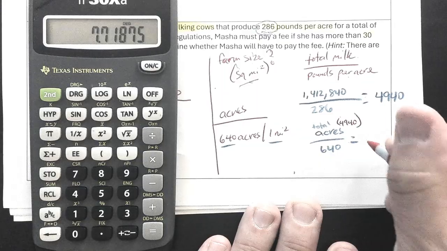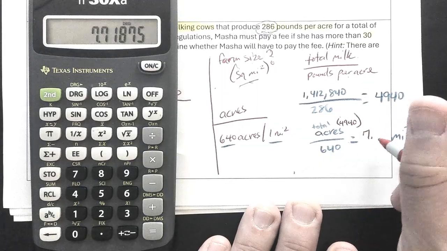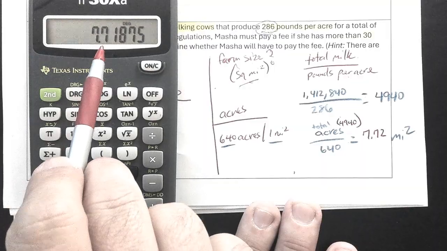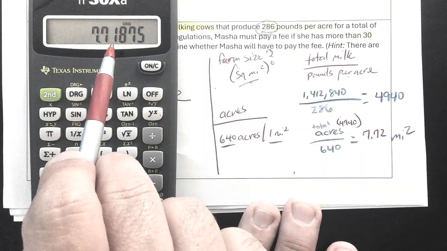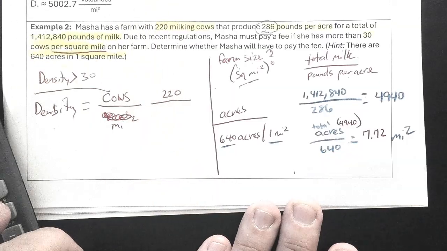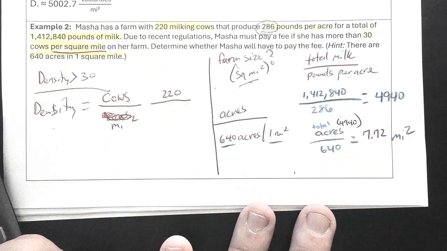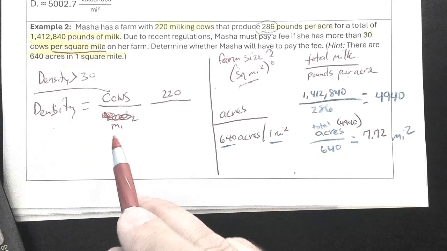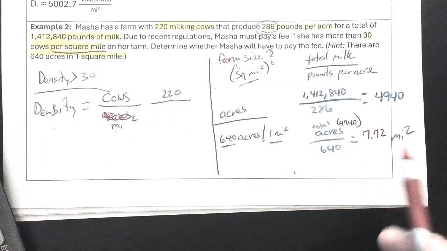Let's see. We'll go 7.72. See, it's 7.718, so we would just round that up to 7.72. And I know I said thousandths, but it really won't matter because, well, you'll see. All right, so now, how much in miles squared? 7.72.